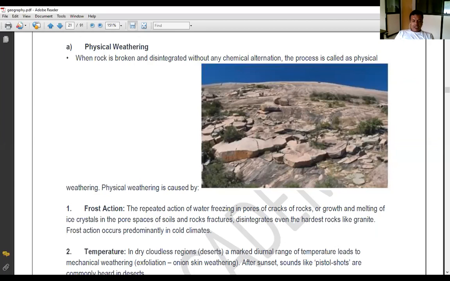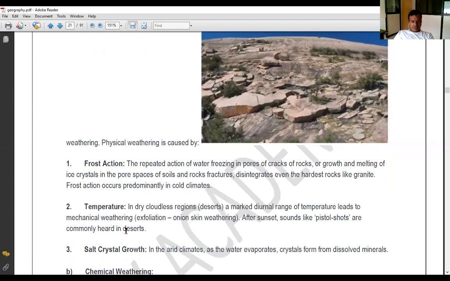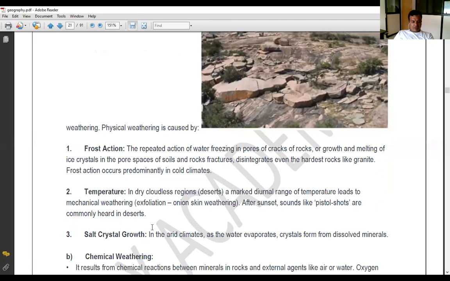So the repeated action of water freezing in the pores and cracks of rocks, and the growth and melting of ice crystals in the pore spaces of soils and rocks, cause fractures. The rock fractures and disintegrates, even the hardest rocks like granite. Frost action occurs predominantly in cold climates. Then temperature also leads to weathering, which I have already discussed.